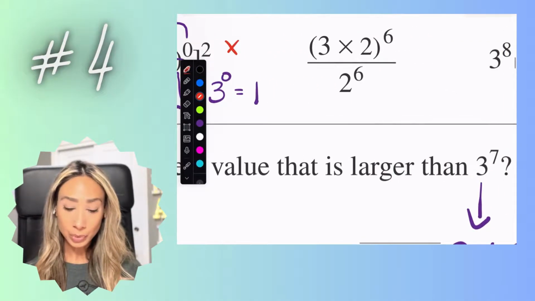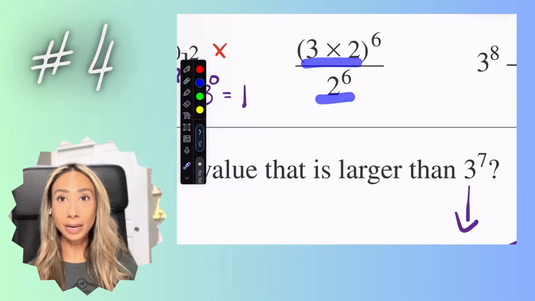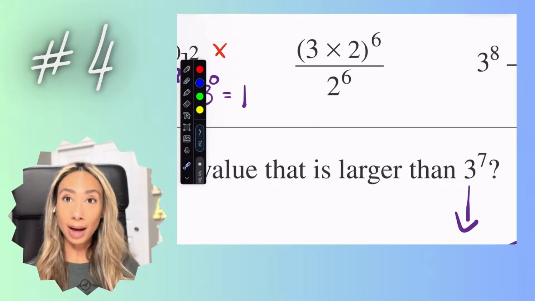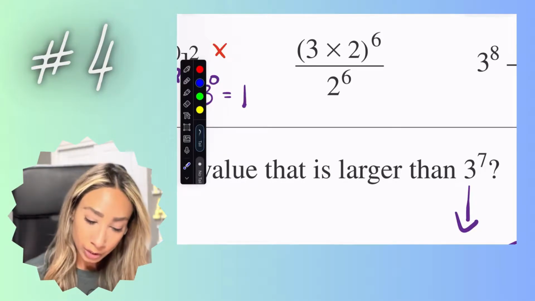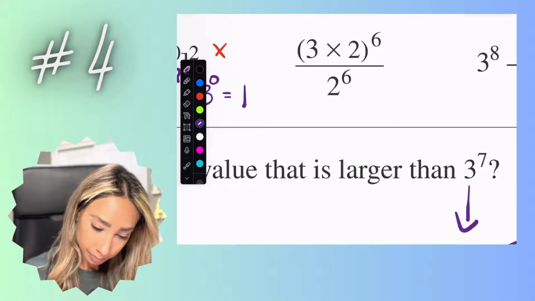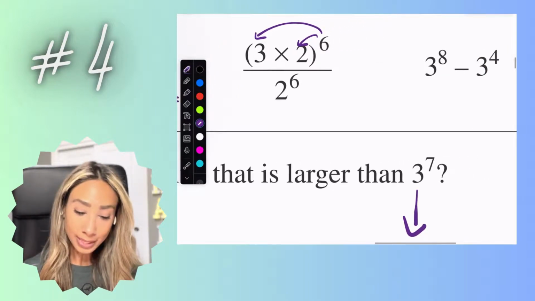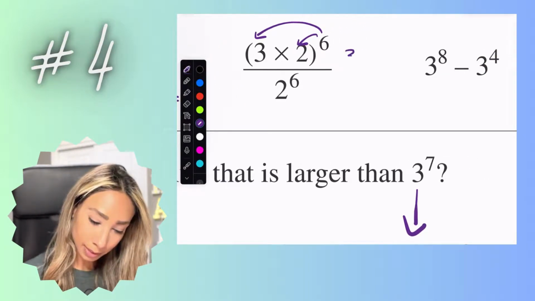Okay, let's look at our last one here. So our bases are no longer the same. We can see we've got different bases there, but we need to apply the power into it. That's going to be 3 to the power of 6, 2 to the power of 6, and then obviously 2 to the power of 6. So what this looks like is it's going to look something like this.